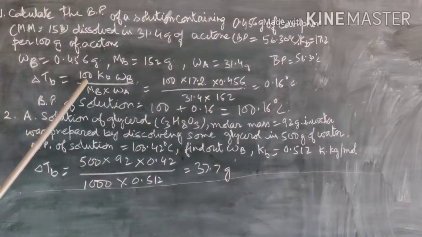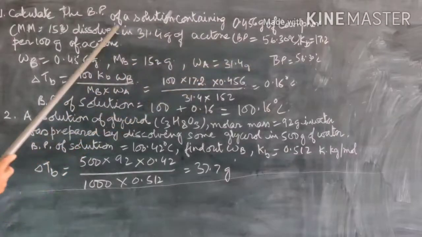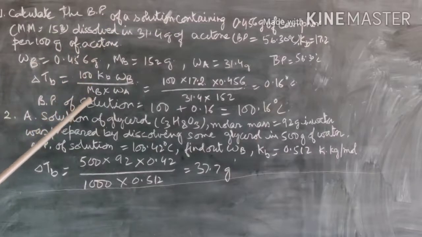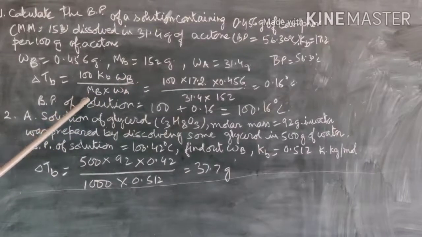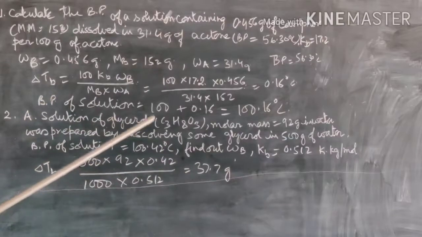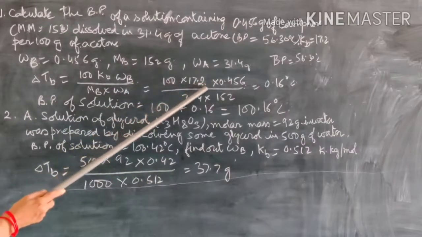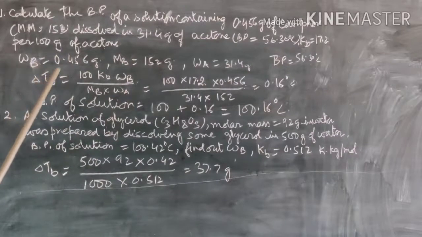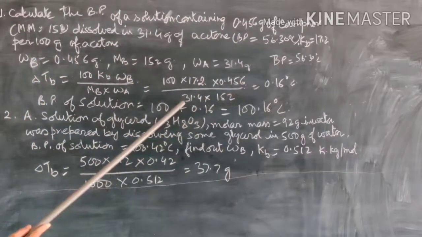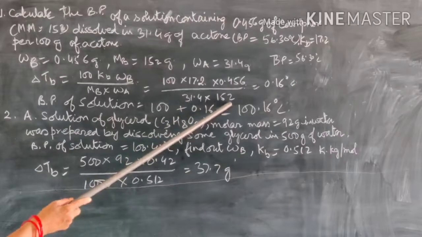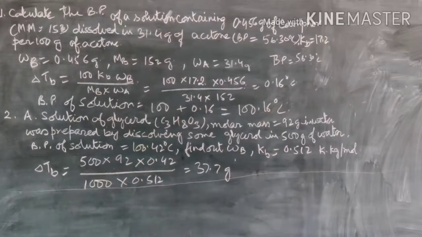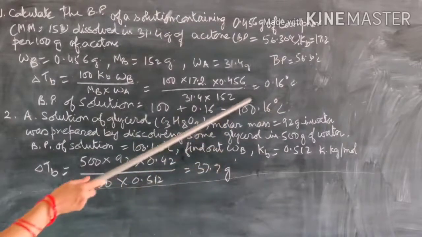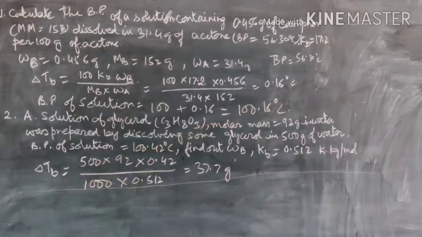Now according to the formula of elevation of boiling point, delta Tb is equal to 100, that is per 100 gram of acetone, into Kb into Wb upon Mb into Wa. Now place the values in this formula. This is 100 into 17.2 into 0.456 upon 152 into 31.4. When you calculate it, you will get 0.16 degree Celsius.